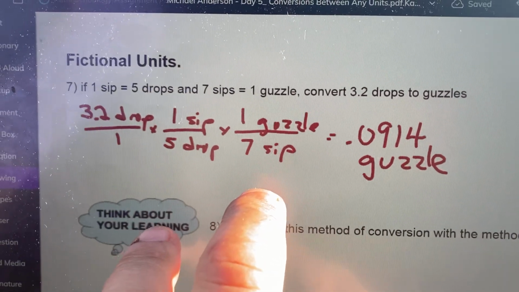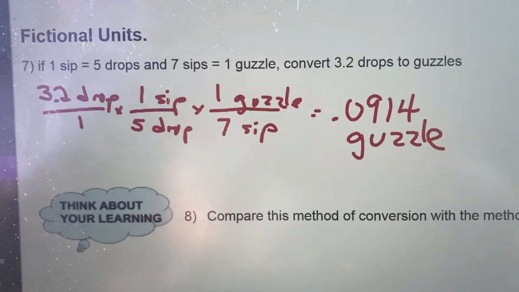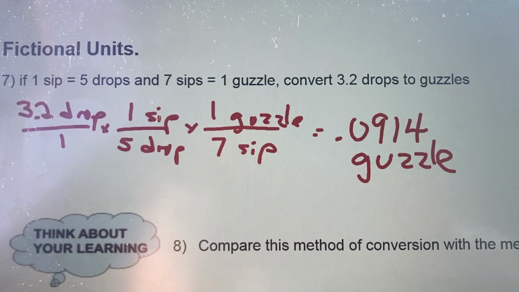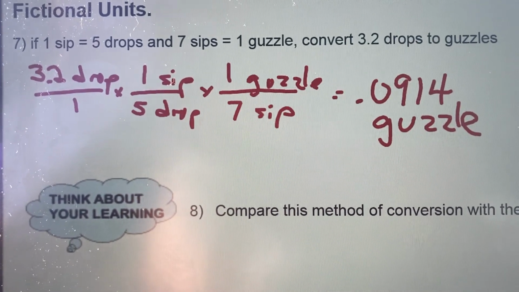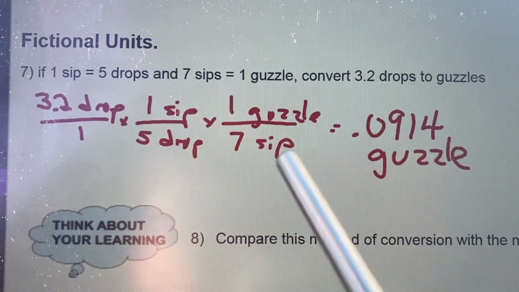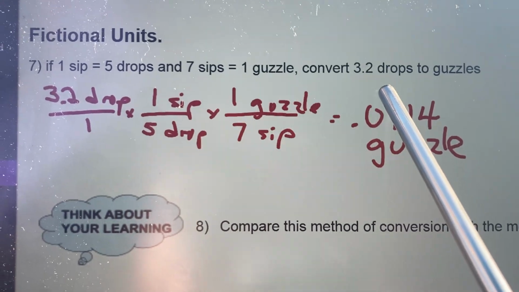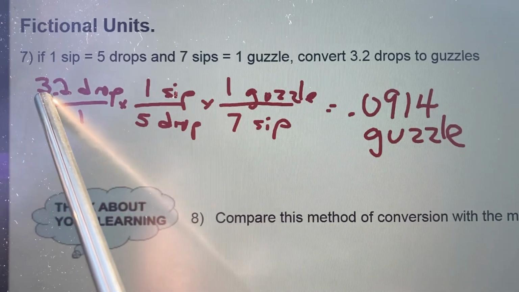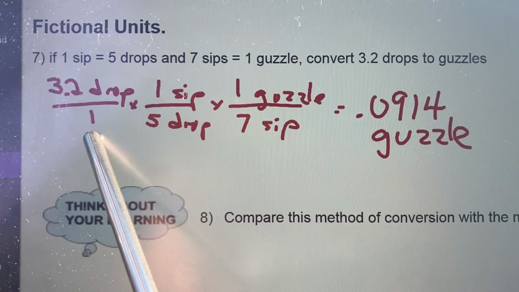Here's an unusual one. Your grapher calculator and your search engine can convert between units if they are normal units. But what if you have unusual things that are not in the computer system? You can still do it with our method. We want to convert 3.2 drops to guzzles. So we write down what we're given, 3.2 drops. Put it as a fraction over 1.